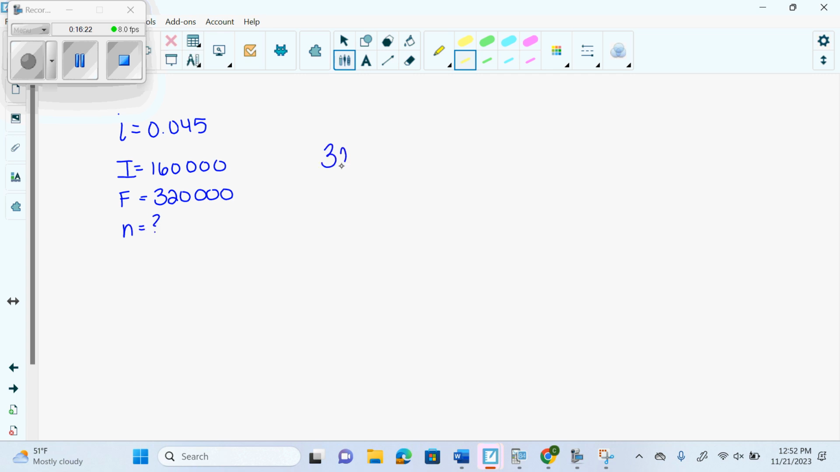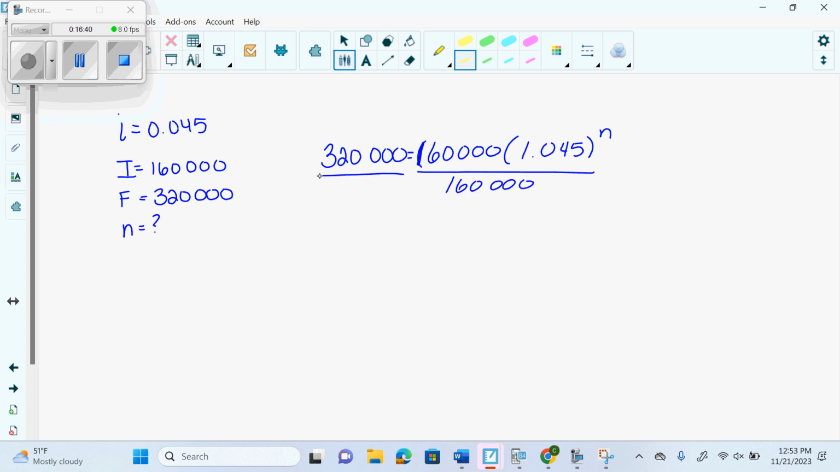So it's going to be 320,000 equals 160,000 times 1.045 to the N. So I have to convert. So I get 2 equals 1.045 to the N. Now you only convert to a log if you don't know the exponent. Are we missing the exponent? Is that where the variable is? Yes, then we convert to a log. That's the only time. So we get log base 1.045 of 2 equals N.